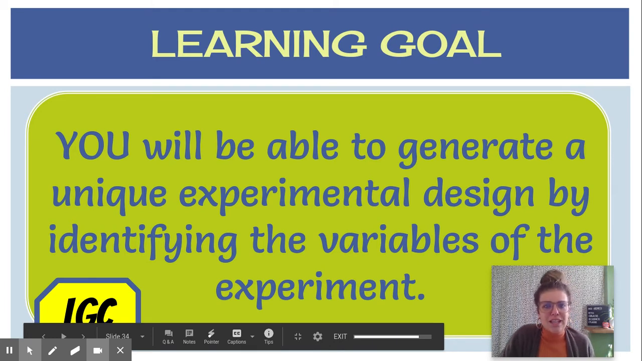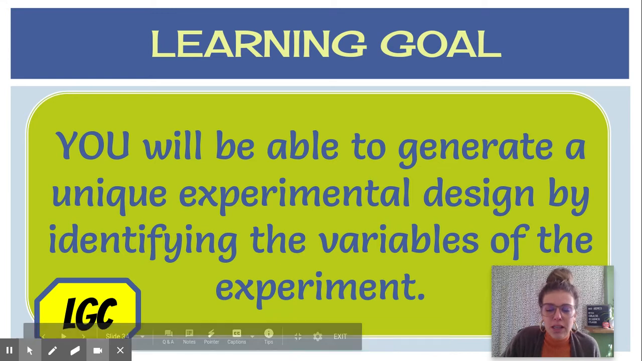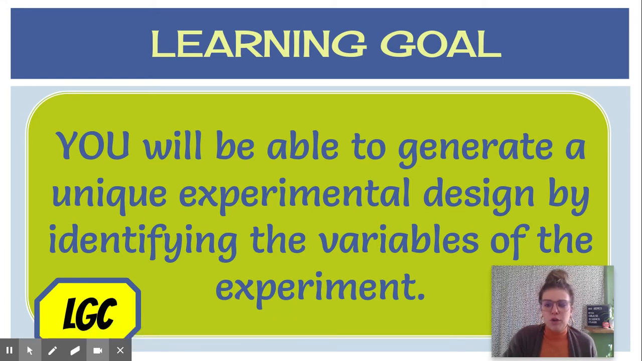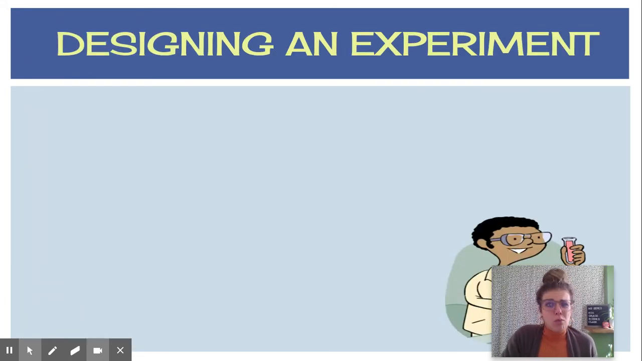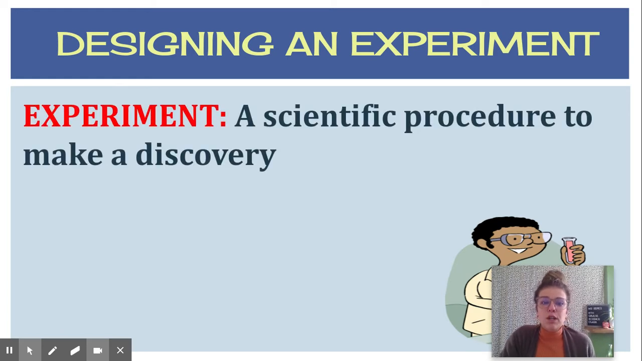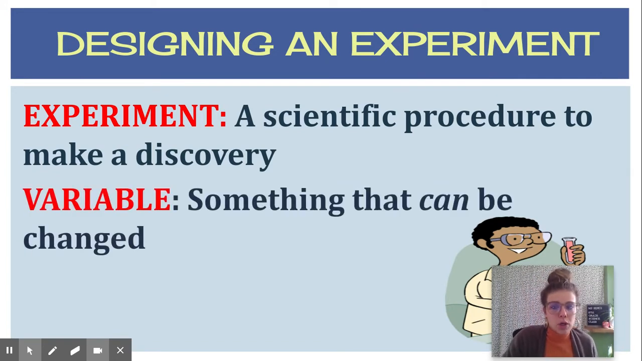Now we're ready to start the experiment. So when we start an experiment, we need to identify our variables and go over a few other things. So first, let's talk about what is an experiment. An experiment is a scientific process to make a discovery. So it's like testing something out, but testing it out in a scientific way. A variable is something that can be changed in an experiment. All right, so any type of variable is something that could change in an experiment.